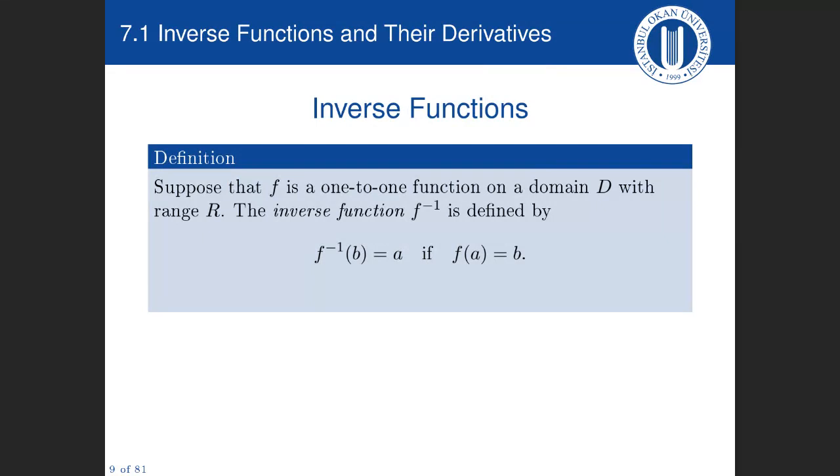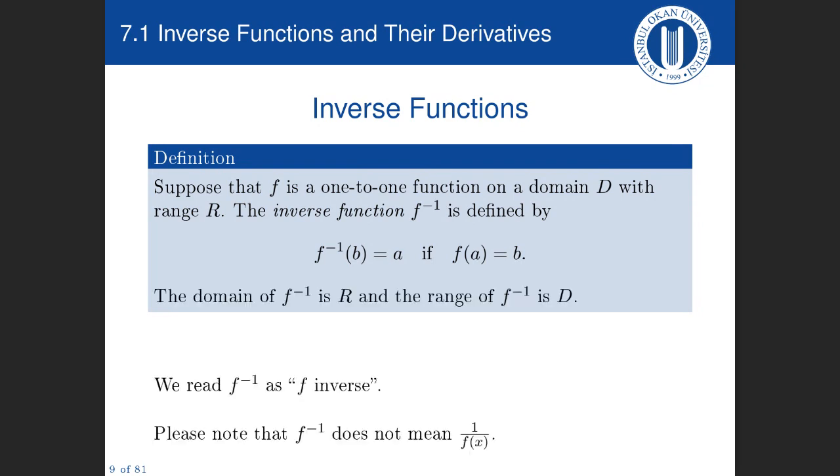Now that we understand 1-to-1 functions, we can start talking about inverse functions. Suppose that f is a 1-to-1 function on the domain D and has range R. Then the inverse function is defined by this rule. f inverse of b is equal to a if we know that f of a is equal to b. The domain of f inverse is R, that's the same as the range of the function we started with, and the range of f inverse is D, that's the domain of the function that we started with.